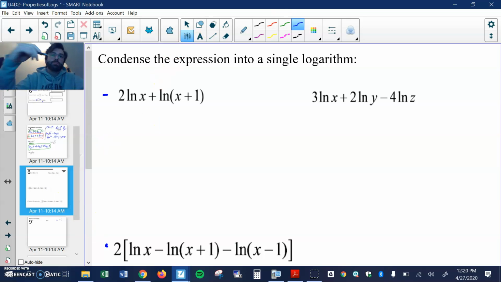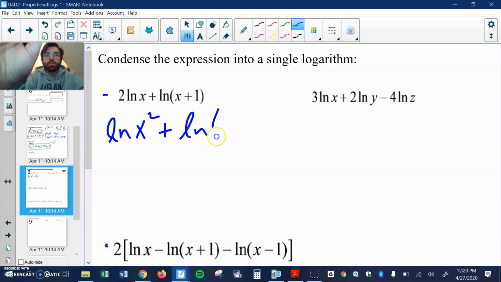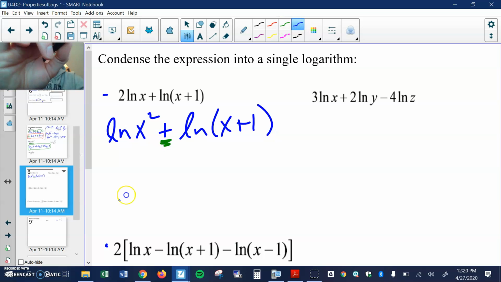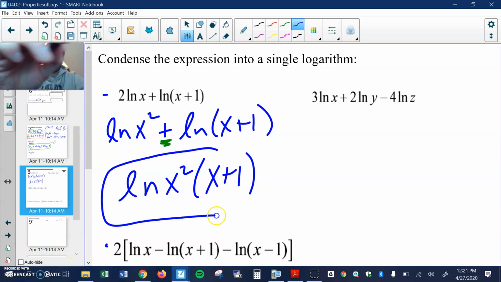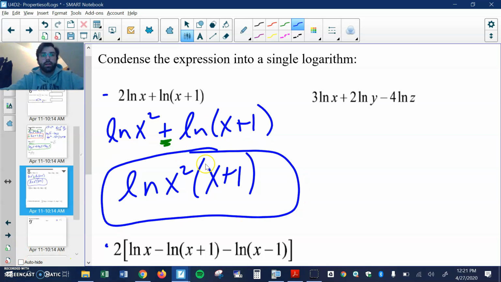Now the last one we were expanding, so now we're condensing. Okay, remember if I have a number in front, that means I drop it like it's hot. So this is the ln of x, or natural log of x squared, plus the natural log of x plus 1. Remember that addition means multiplication, so I'll do this as a natural log of x squared times x plus 1. And I'll just check on my work from last year. You can just leave it like that, okay?